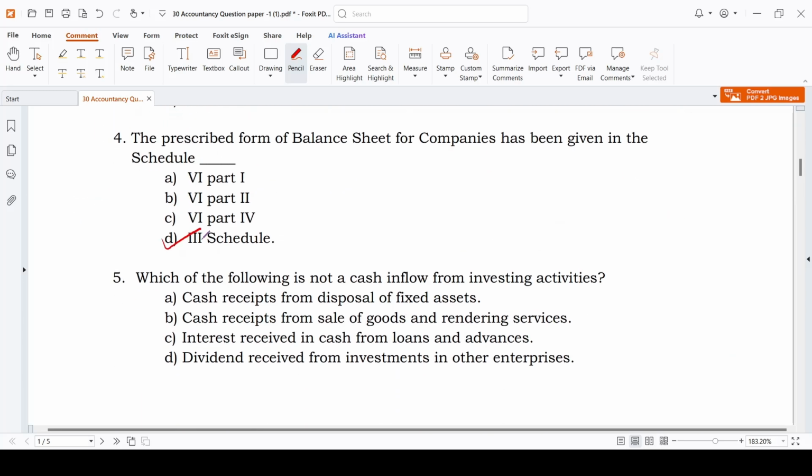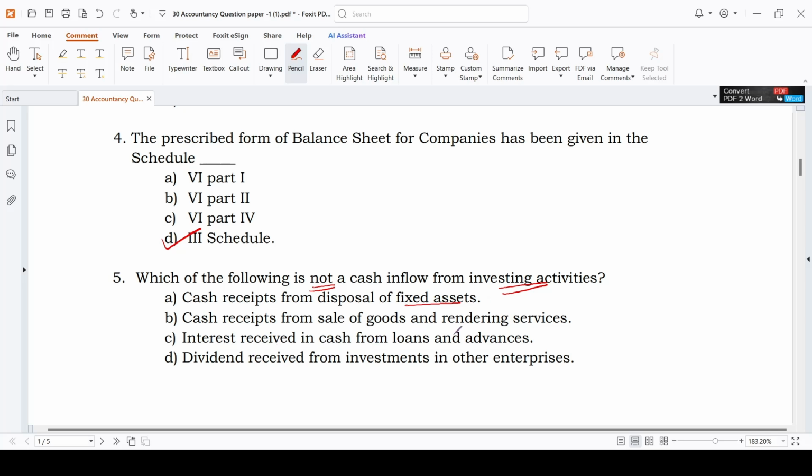Which of the following is not a cash inflow from the investing activity? First, you have to understand it is investing. What is investing? Anything related to the fixed asset, right? See, disposal of fixed asset. Disposal is nothing but selling. It is related to the fixed asset.